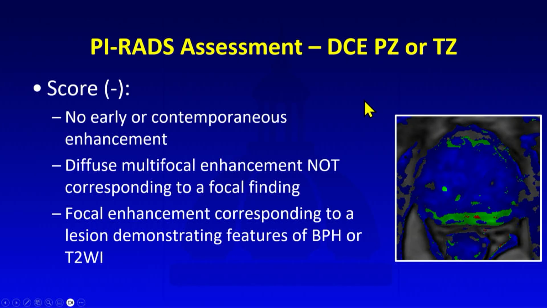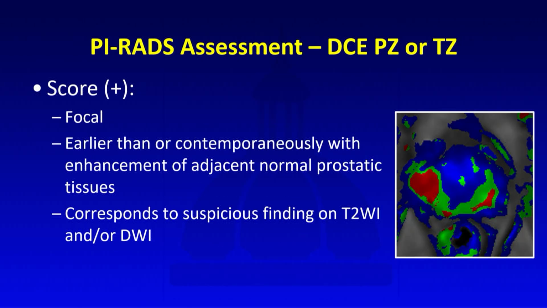The DCE is relatively straightforward, it is either positive or negative. Negative is no early or contemporaneous enhancement, or a lot of the times the prostate can diffusely enhance, but that doesn't really correspond to any focal finding. And then for the positive, you have focal abnormal enhancement that's earlier than or contemporaneous with the enhancement of the adjacent prostate. And that abnormal enhancement corresponds to a suspicious finding on the T2 and or the DWI.